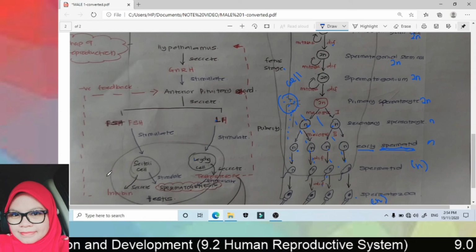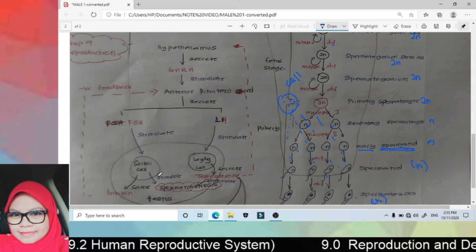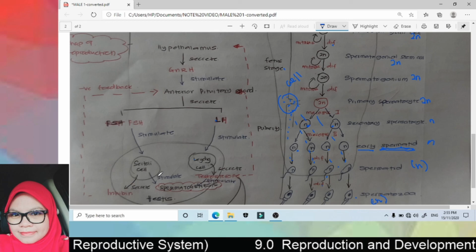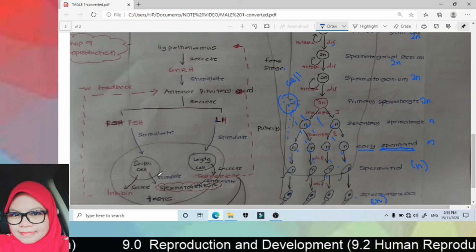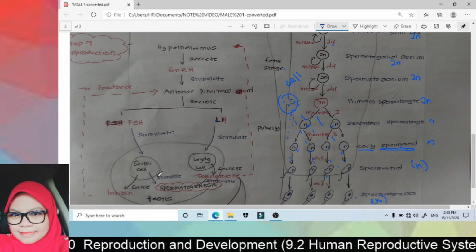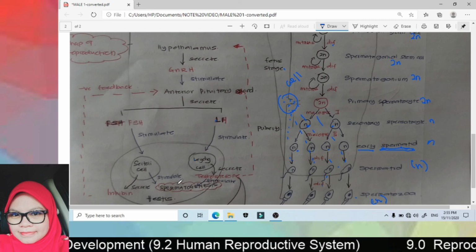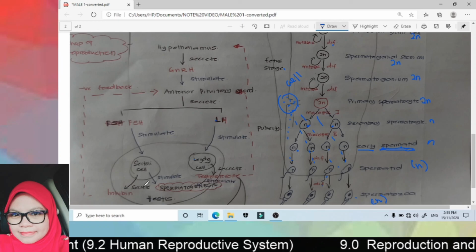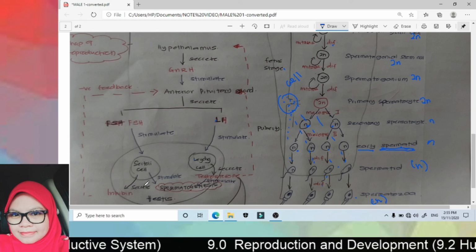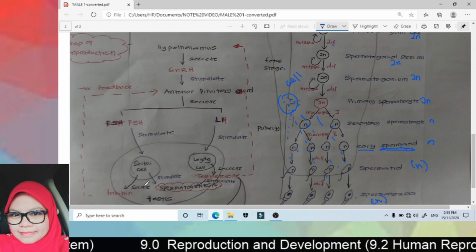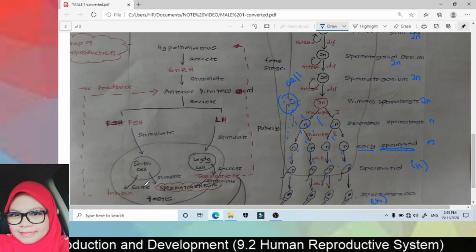So, this FSH will stimulate Sertoli cell to nourish the spermatid. Okay, FSH ni akan menyebabkan Sertoli cell stimulated and akan nourish lebih banyak spermatid. So, dia akan menyebabkan more spermatid undergo differentiation and become mature spermatozoa. So, indirectly, when Sertoli cell is stimulated by FSH, it will enhance spermatogenesis. Okay, boleh faham? Ini menggambarkan dia akan accelerate ataupun stimulate proses spermatogenesis itu berlaku.